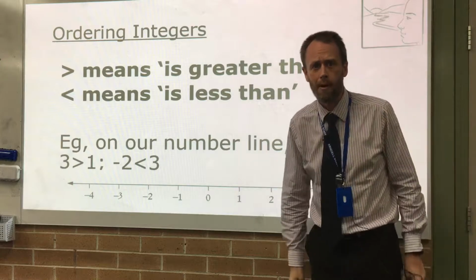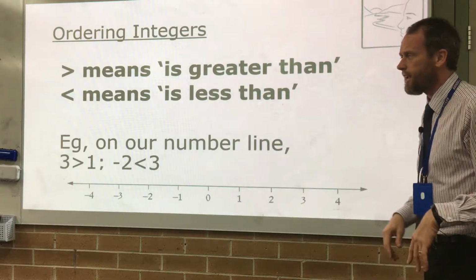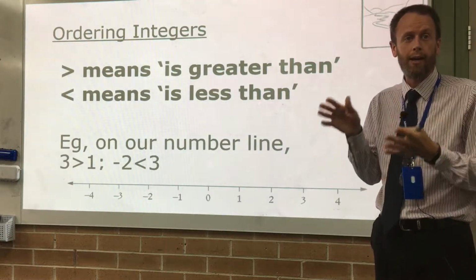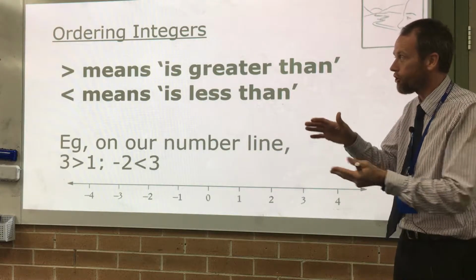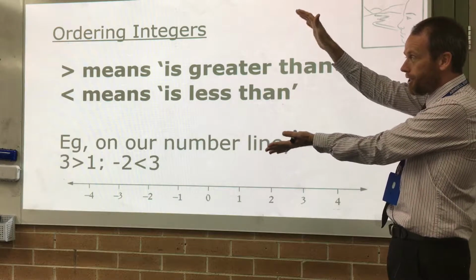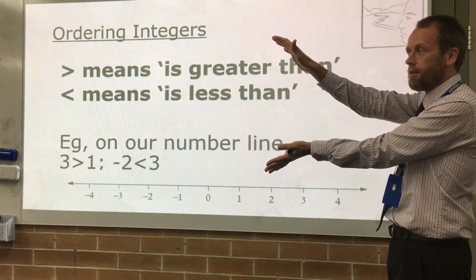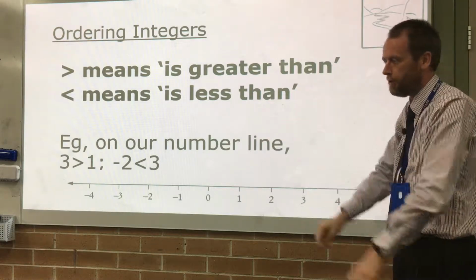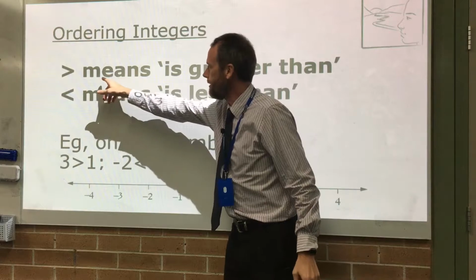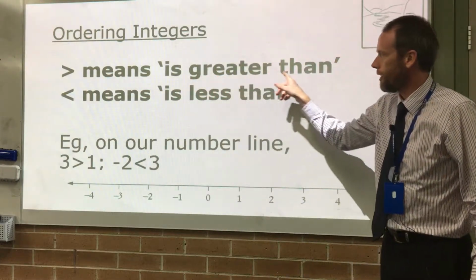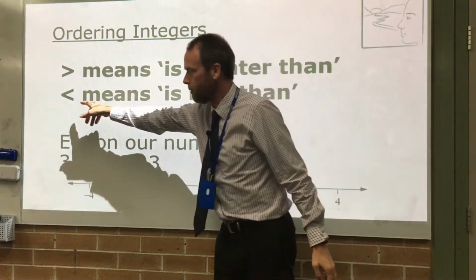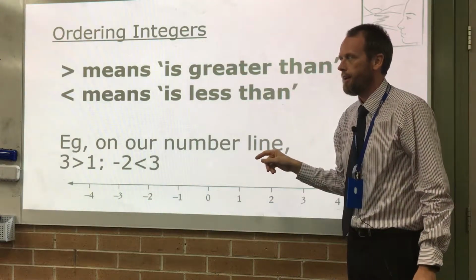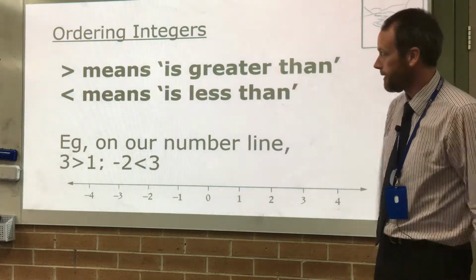Or the other way to remember it that I've seen used is something like the crocodile eats the bigger number. Imagine a crocodile with his mouth open. He's going to eat the bigger number because he doesn't want the small fry. He wants the big fry. He wants the real food. So remember, greater than means is greater than. The less than symbol, it's like an L, means is less than. And the crocodile eats the bigger number.